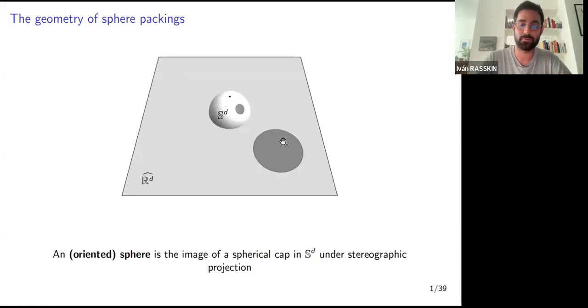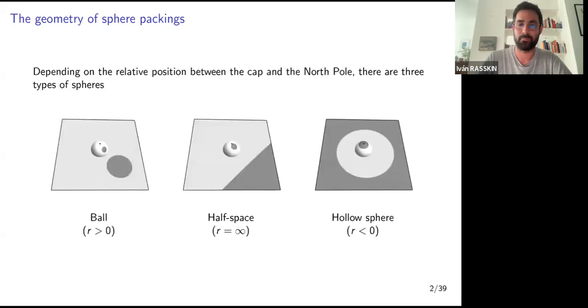So it's going to be an oriented sphere, so we're going to have an interior, one side of the sphere. Depending on the relative position between the spherical cap and the North Pole, there are three types of spheres. We can have a regular ball, with positive radius. If the North Pole touches the boundary of the spherical cap, we will have a half space, so the radius is infinite. And in the third case, if the North Pole is inside the spherical cap, then when we project, we have the complement of a regular ball. It's usually called a hollow sphere, so we can model this with a negative radius.